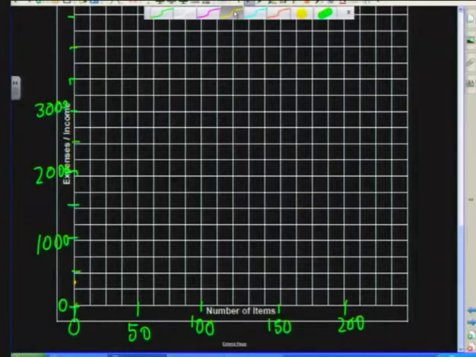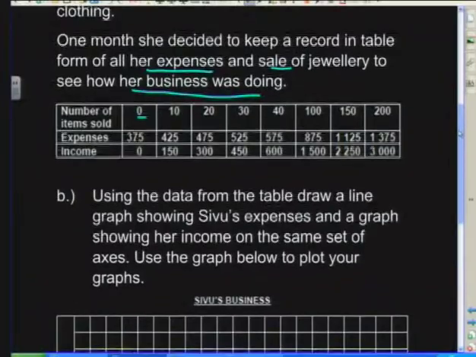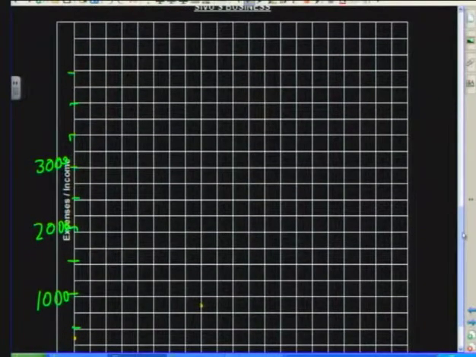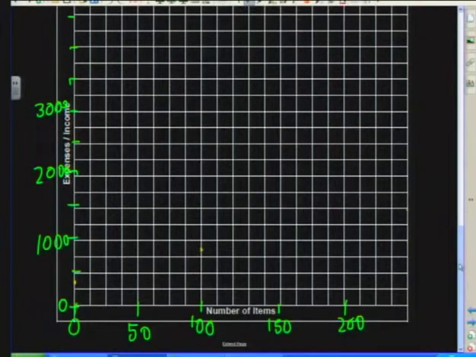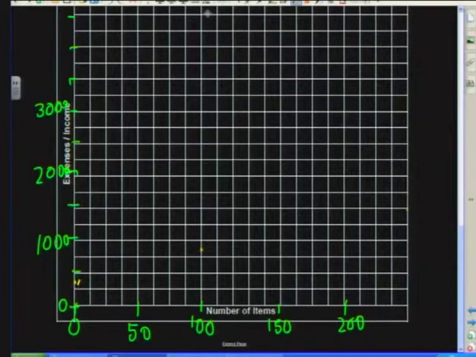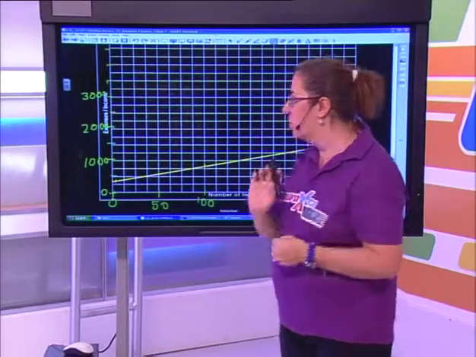875. So I found 875 is about there. And of course, then we're going to do 200, 1,375. Okay, I'm going to join the lines, the yellow line. I hope you can see the yellow now. And we're going to join these graphs. Of course my lines aren't totally accurate, but you're going to have rulers, and you're going to do this all perfectly.